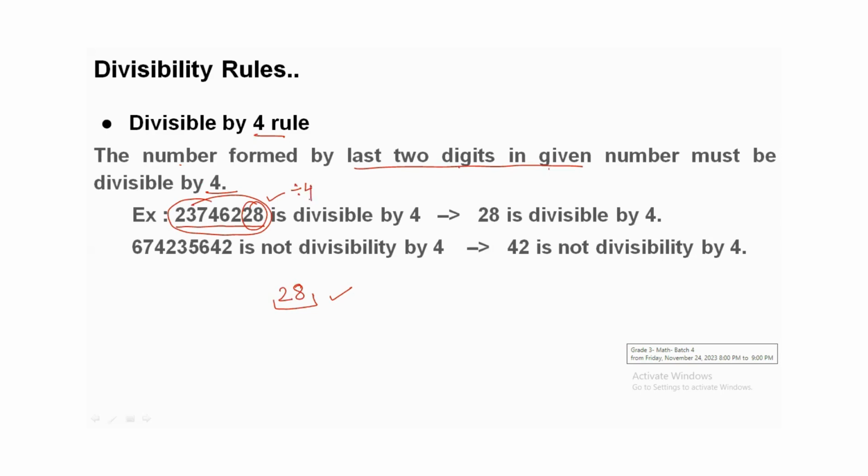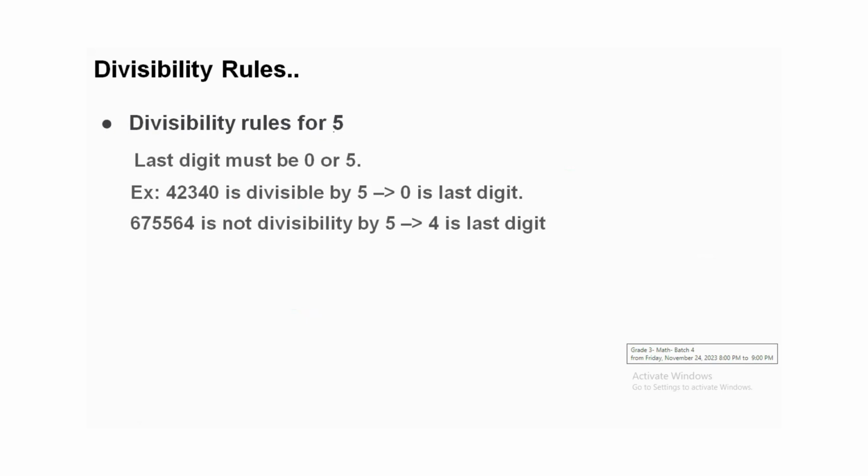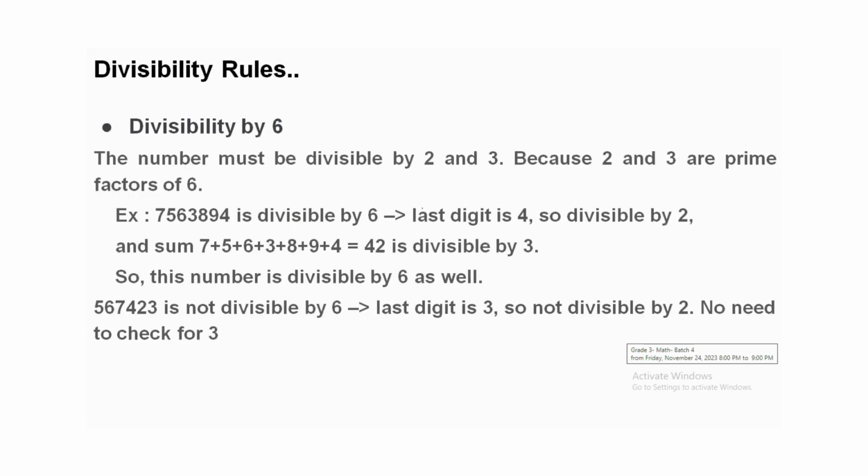Understood? Now we have the divisibility rule for 5. For checking whether a number is divisible by 5 or not, we need to check the last digit of the number. Suppose your number is 42,340. In the last place, there is 0, so yes, this number is divisible by 5. For divisibility by 5, we check the last digit. If it is 0 or 5, then the number is divisible by 5. Otherwise, the number is not divisible by 5.